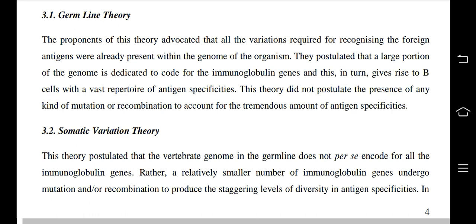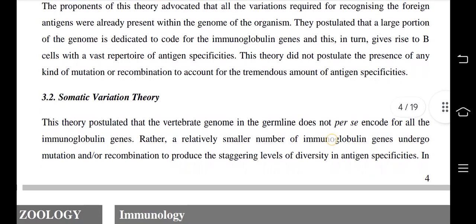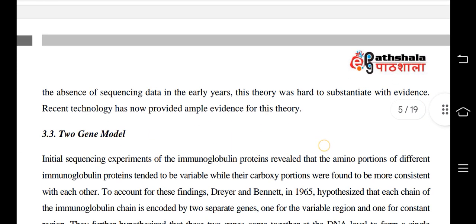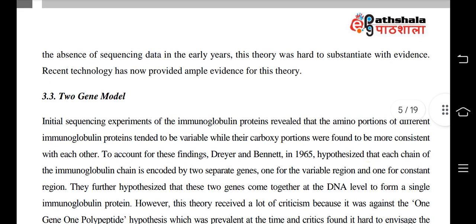Somatic variation theory. This theory postulated that the vertebrate genome in the germline does not per se encode for all the immunoglobulin genes. Rather, a relatively smaller number of immunoglobulin genes undergo mutation and or recombination to produce the staggering levels of diversity in antigen specificities. In the absence of sequencing data in the early years, this theory was hard to substantiate with evidence. Recent technology has now provided ample evidence for this theory.